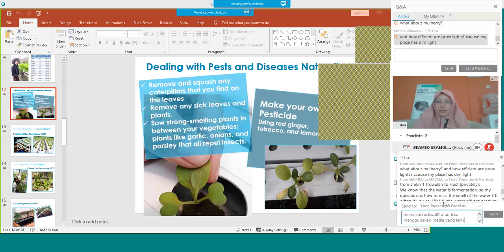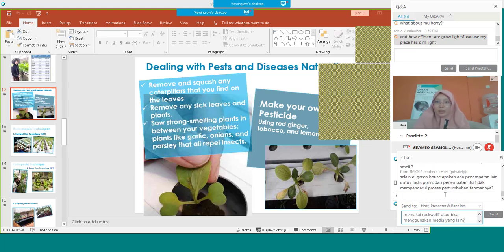From SMK 1 Bondowoso: we know that the water is fermented, so my question is how to remove the smell of the water. It differs if we use AB mix, where the water will not produce a smell. Like I said before, the fermentation process doesn't produce a bad smell for our nutrient solution. The smell is only like tape, only like that.